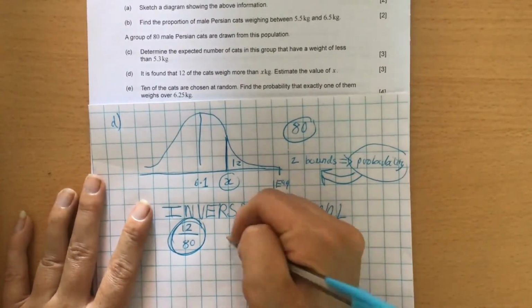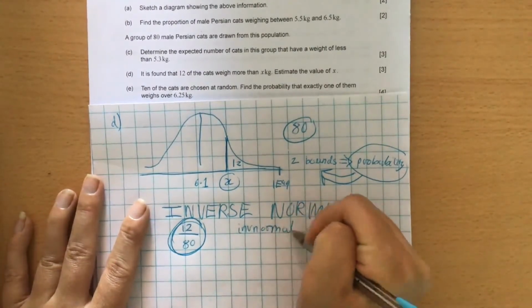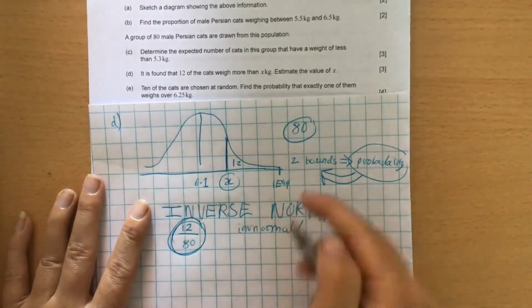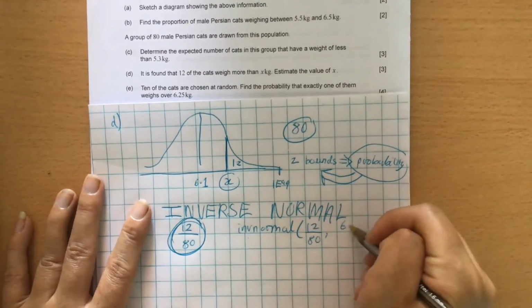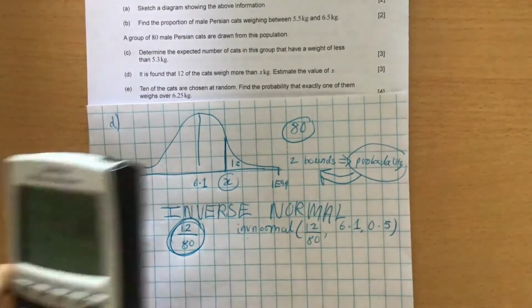So with the inverse normal, you are going to do the same as before, but we're going to type inverse normal. What you would then do is write the probability. You could write that as a decimal or as a fraction. So 12 over 80, comma, then you'd write the mean, and then you'd write the standard deviation. So that's what we're going to do next.